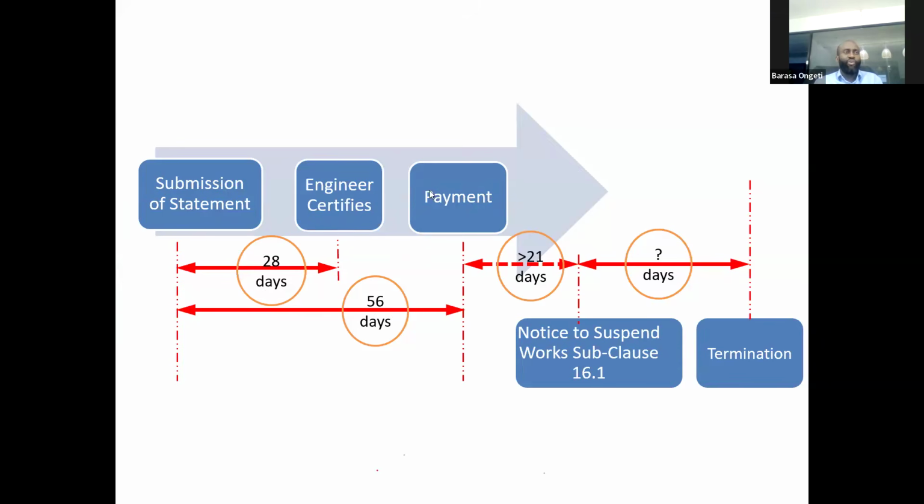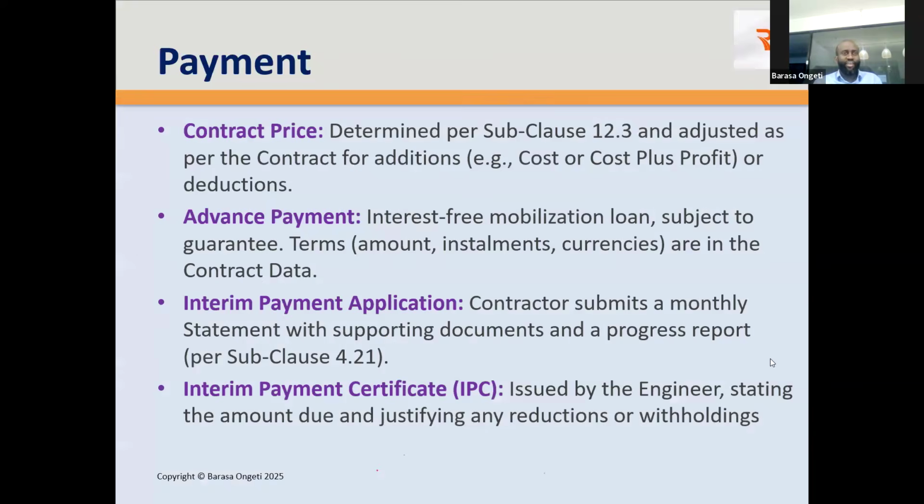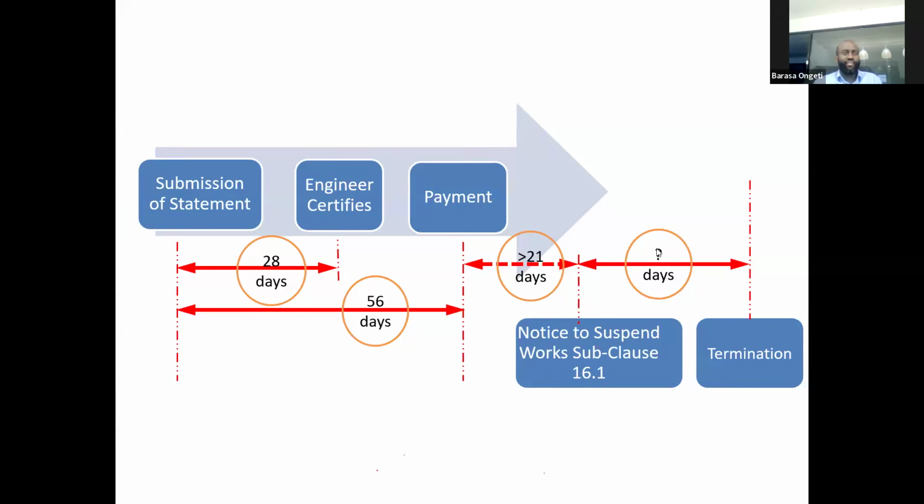You have, as the employer, the obligation to make payment upon the certification. If this payment is not done, the contractor shall give a notice of not less than 21 days to suspend the works. And if the payment is not remedied under subclause 16.1, within a reasonable time, Mr. Mark, the contractor has the entitlement to terminate within a reasonable time after the notice is given. So that's the linear progression of payment. Okay, I know the question which will be asked on that.